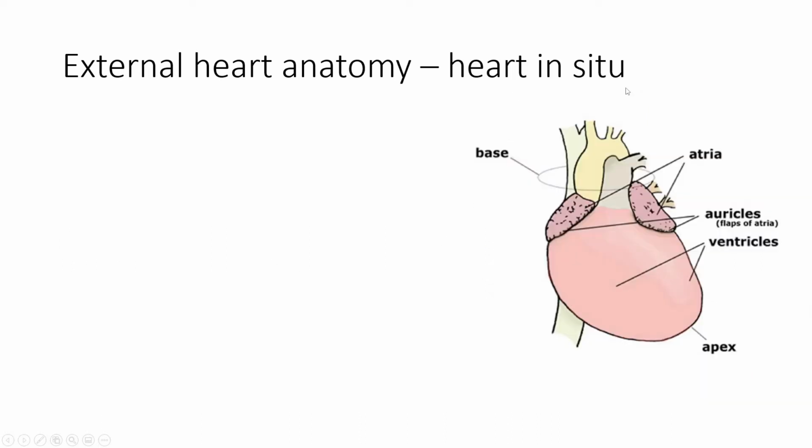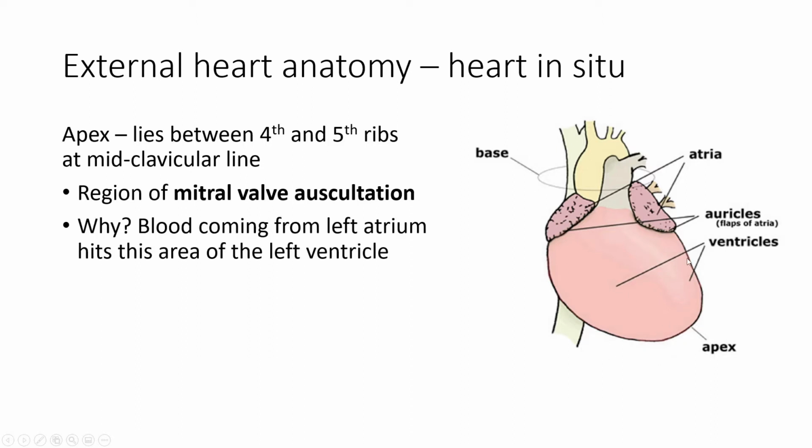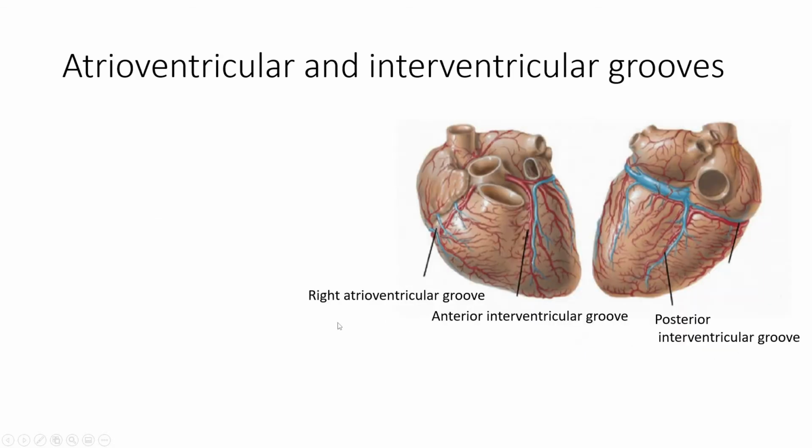So next up is the heart in situ. We have the apex of the heart, which lies between the fourth and fifth ribs at the mid-clavicular line. It's the region of mitral valve auscultation, and that's because you can imagine that blood coming from the left atrium to the left ventricle through the mitral valve is going to be hitting the apex of the heart, or the equivalent area on the interior side of the ventricle.